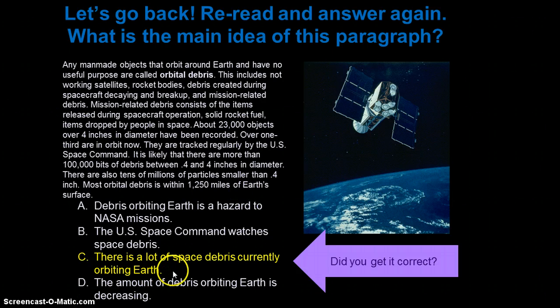There is a lot of space debris currently orbiting the Earth. This is mentioned quite a few times. We're told 23,000 objects over 4 inches, 100,000 bits of debris, and there are also tens of millions of particles smaller than 0.4 inches. So there are at least 3 sentences that are telling us how much debris is out there. There's nothing in here that tells us that the amount of debris is decreasing. So C is definitely your right answer. Hopefully everybody got that right.